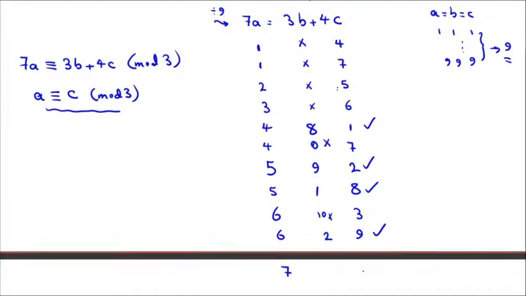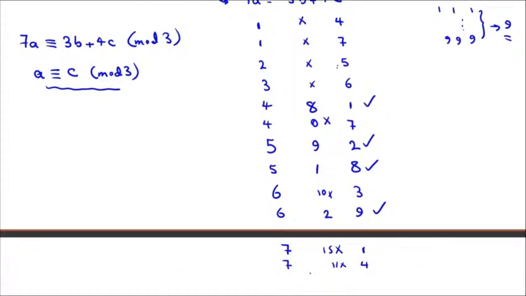Okay, let's check A = 7. Then C is 1 or C is 4. But the first one, 7 times 7, 49 minus 4 is 45. 45 over 3, 15, is bad. The next one, 49 minus 16 will be 33, 33 over 3 is 11. It's bad again. And if you check all the other answers, you will see that B will be greater than 9. Let's take the two cases that are left.